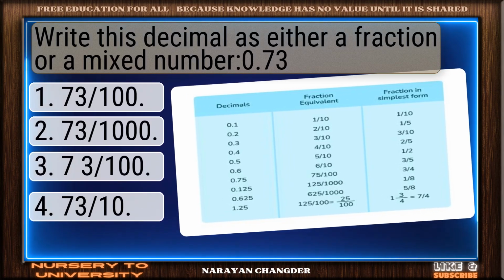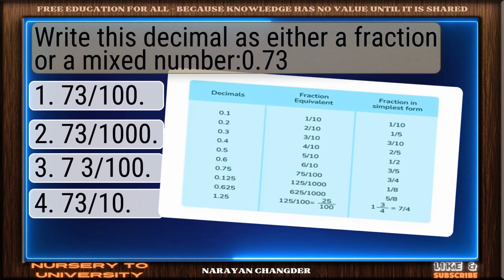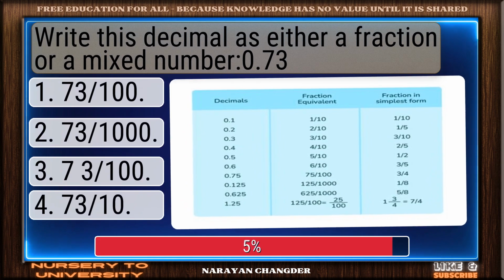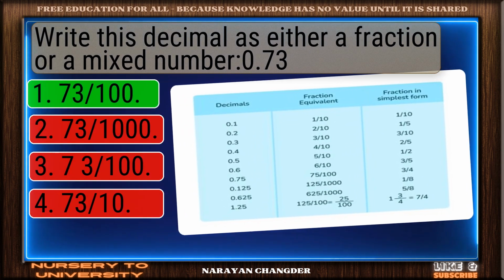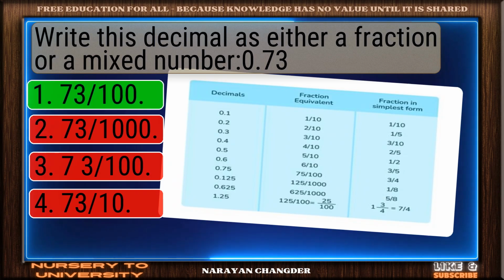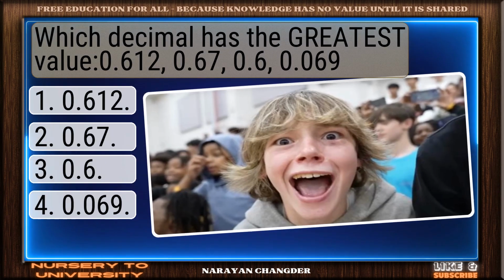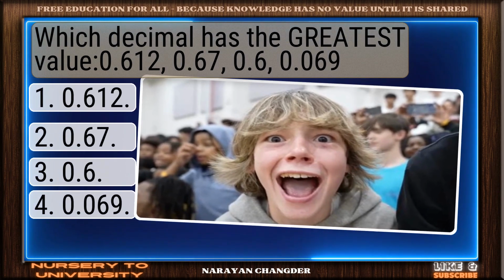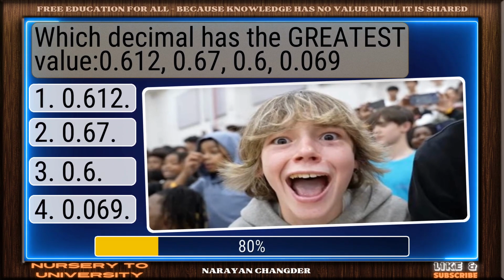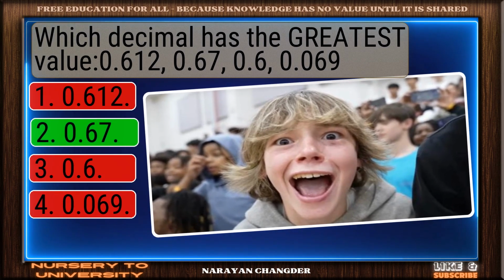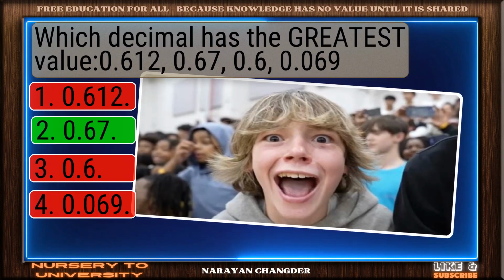Write this decimal as either a fraction or a mixed number, 0.73. Nice selection. 73/100 is the correct and valid answer. Which decimal has the greatest value? 0.612, 0.627, 0.60, 0.06? Smart pick. 0.627 is the correct choice.